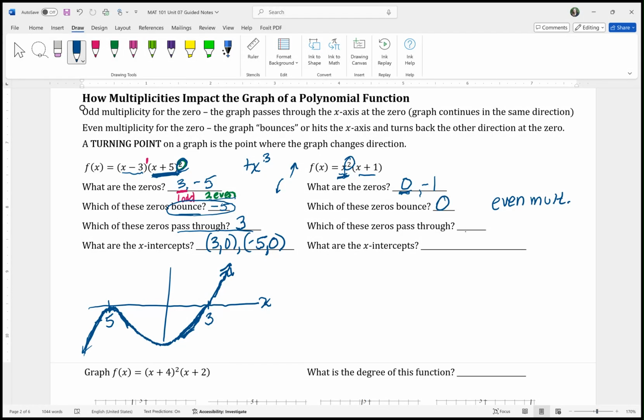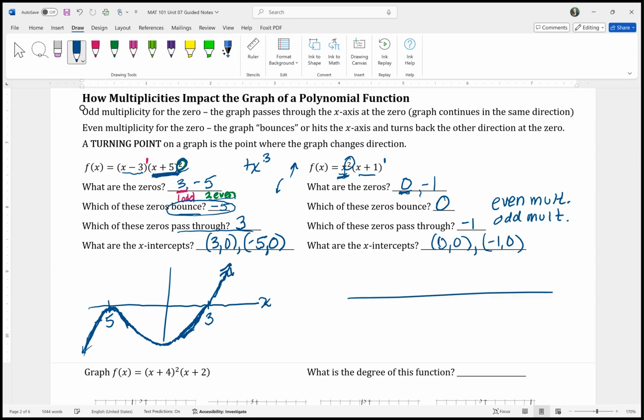Which of these passes through? That's going to be your odd multiplicity. This is your odd multiplicity there. And so -1 is a pass-through. And then writing these as x-intercepts would be (0, 0) and (-1, 0).